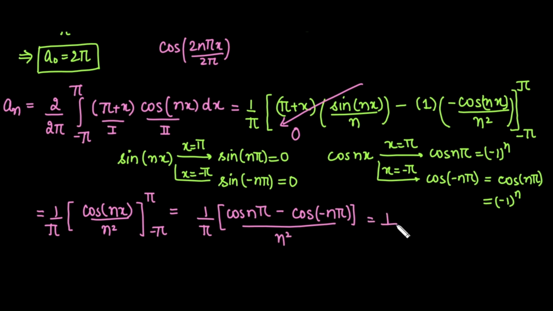This is equal to 1 upon n square into pi. This value is minus 1 raised to power n, minus this is also equal to minus 1 raised to power n, and finally we are getting in this case a 0. So the value of an in this case is 0, where n starts from 1, because in the previous case we have already evaluated that a naught is equal to 2 pi.